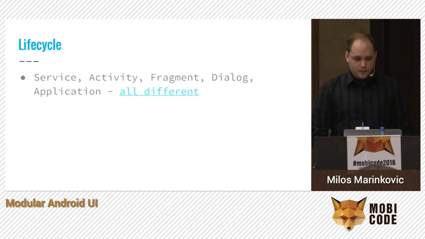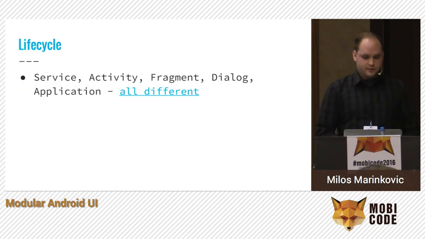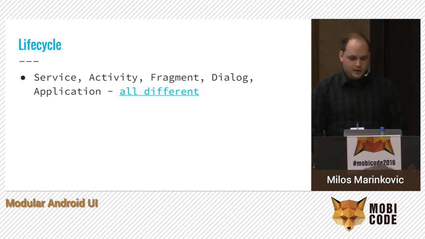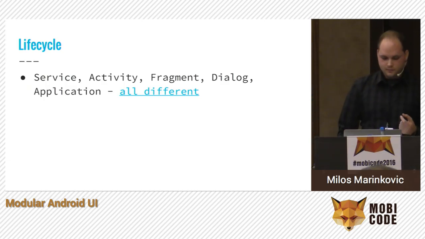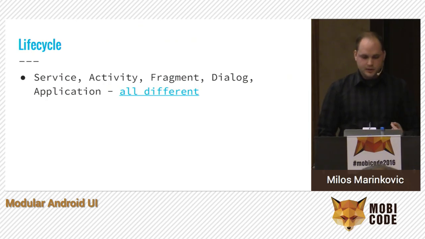The first problem with dividing components into these three layers was the lifecycle, because the service, activity, fragment, dialogue, and application all have different lifecycles. It's very native to Android, and a lot of people are okay with that. But when you have such a big app with external dependencies and runtime configurations that change, that are provisioned from the server, it's very difficult to change the UI instantly and not mess up the states.